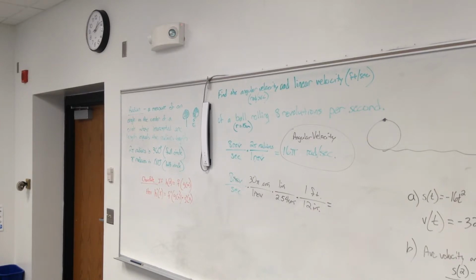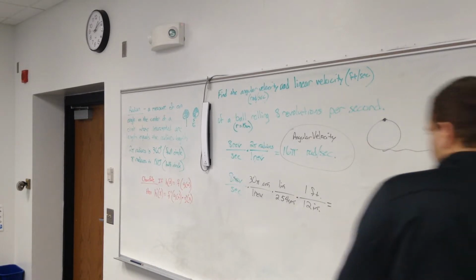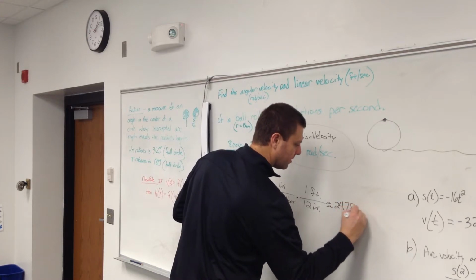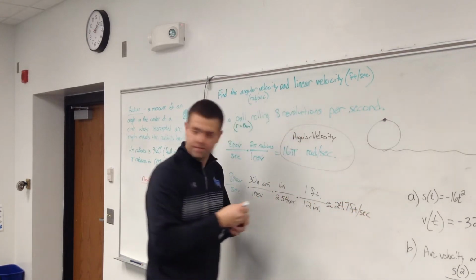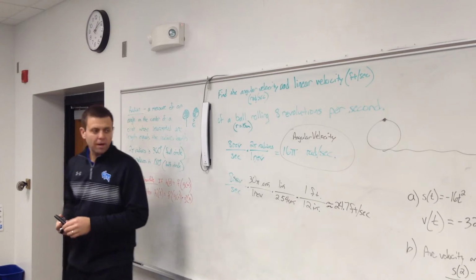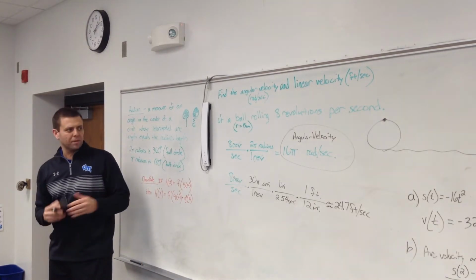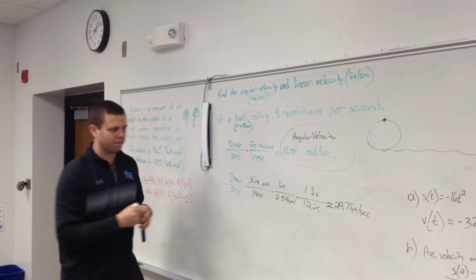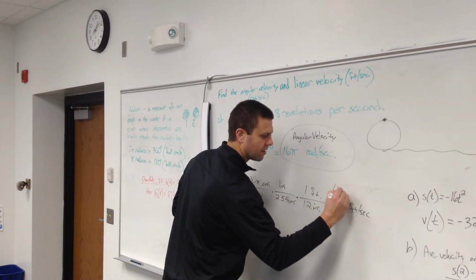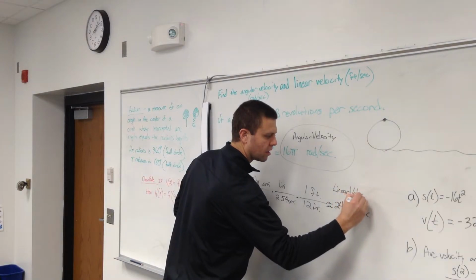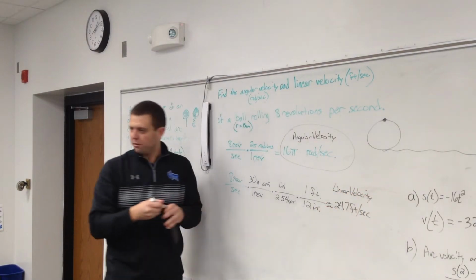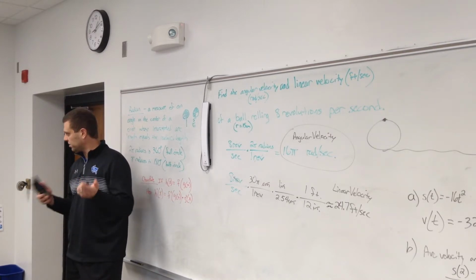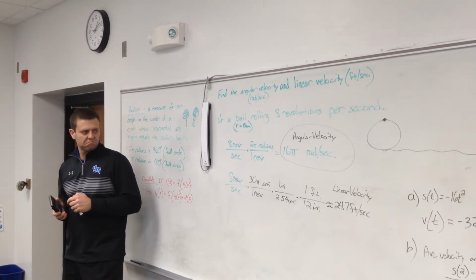About 24.7. About 24.7 feet per second. Okay? About 24.7 feet per second would be how fast this ball is rolling. This would be the linear velocity. That would be the linear velocity. Yes, no? Yeah. We're good?